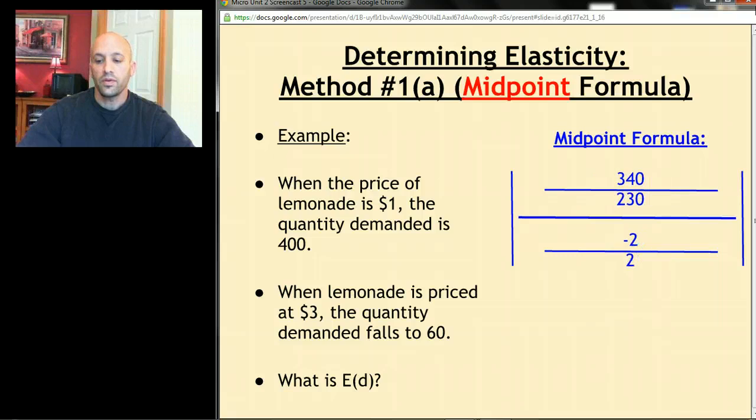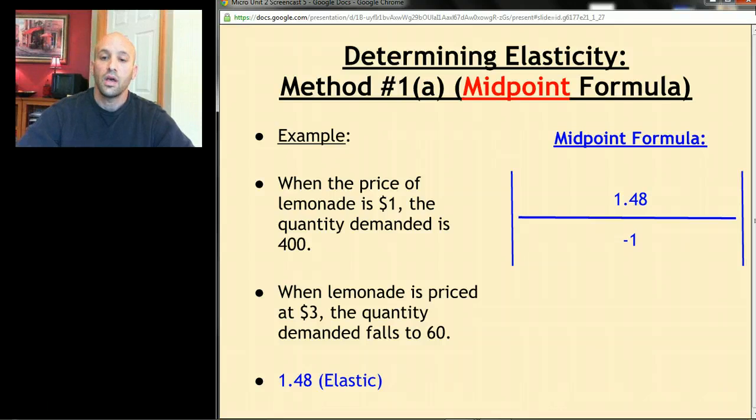When you work through the numbers, it starts looking like this. And as you work through them further, it'll look like this. And again, because we're taking the absolute value of this number, we get an elasticity of demand equal to 1.48.